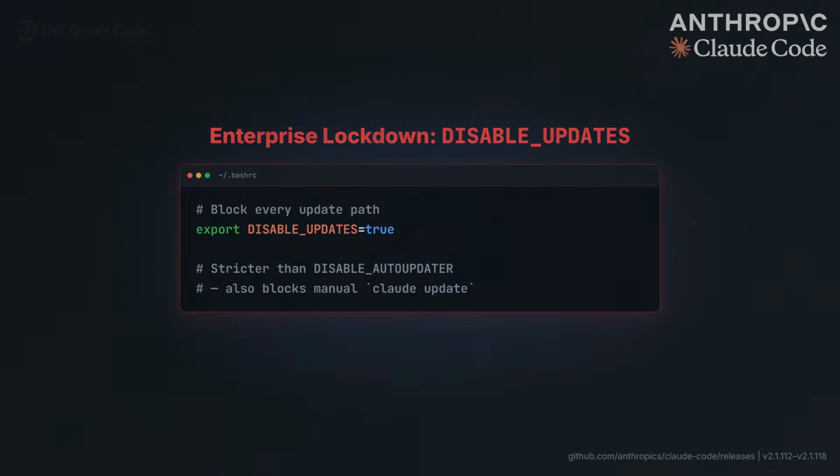There's also a new disable updates environment variable. This one blocks every update path, including manual claude update runs. Stricter than the old disable auto-updater. Perfect for lockdown enterprise environments where updates are gated through a central pipeline. And one quality of life win: a don't ask again option for the auto mode opt-in prompt.